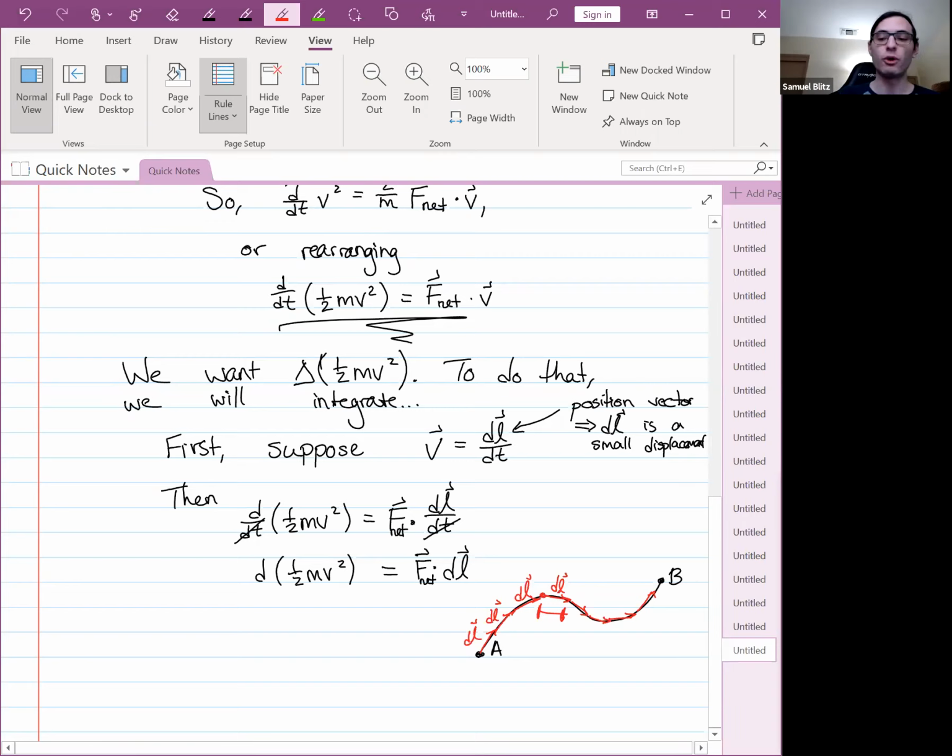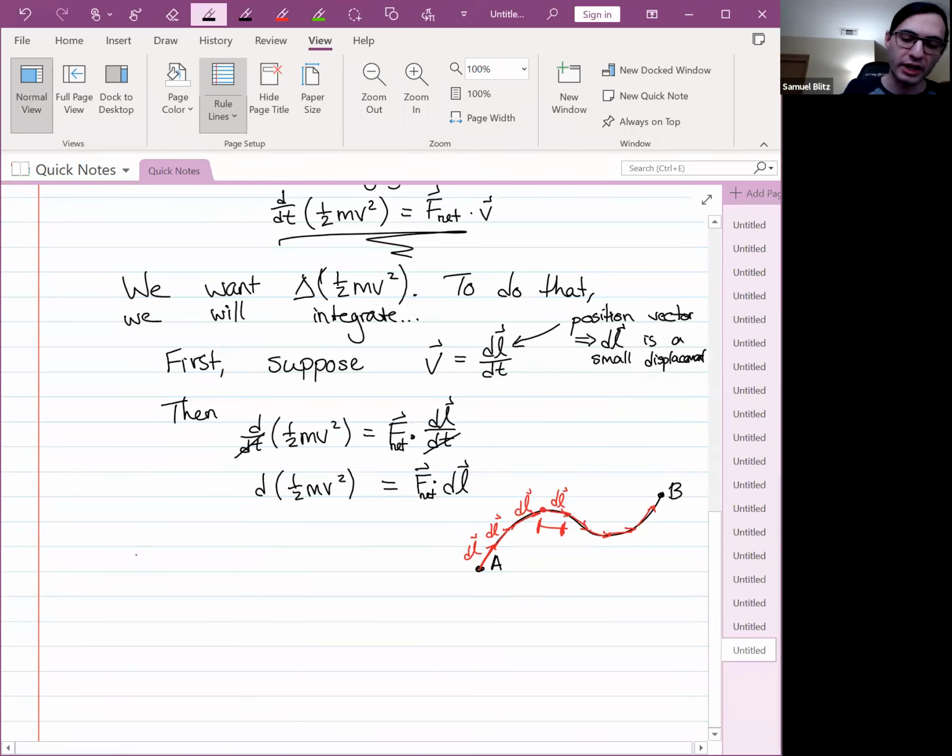So if we want to find the total amount that 1/2 mv squared changes by between A and B, then we have to integrate. We have to add up all of those small changes as we inch along the path. I think I covered just about all of that. The way we do that formally, where you add up a bunch of infinitely small things, is an integral. So we're just going to integrate both sides. We have an integral from A to B of d of 1/2 mv squared equals an integral from A to B of F net dot dL.